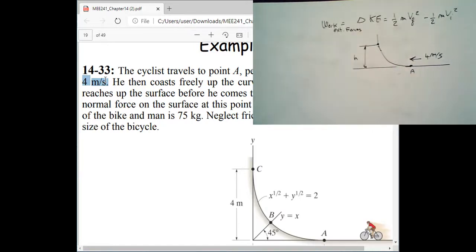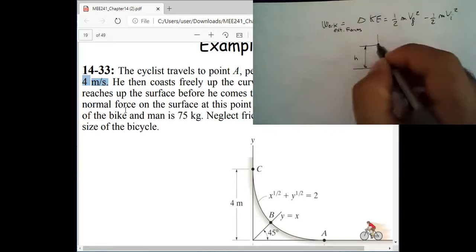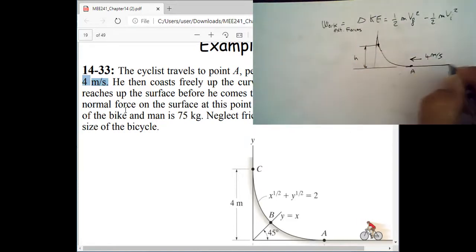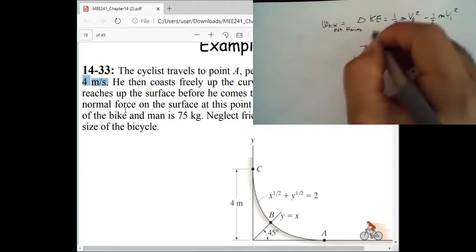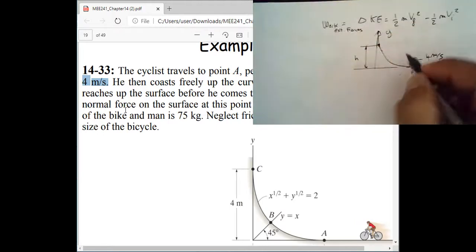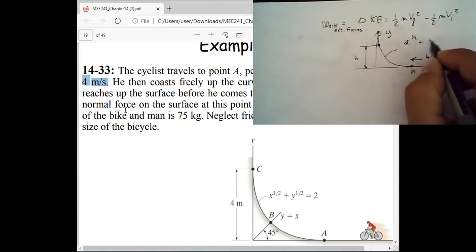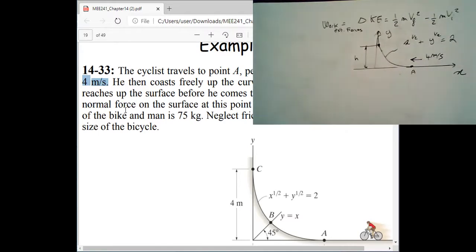So he goes up some height h here, and we would also like to find out what the normal force is when he stops at that particular point, which we don't know yet, but we do know the equation of this curve. The path is already provided to us as square root of x plus square root of y is equal to 2. We're also going to neglect friction. So how are we going to find that elevation?